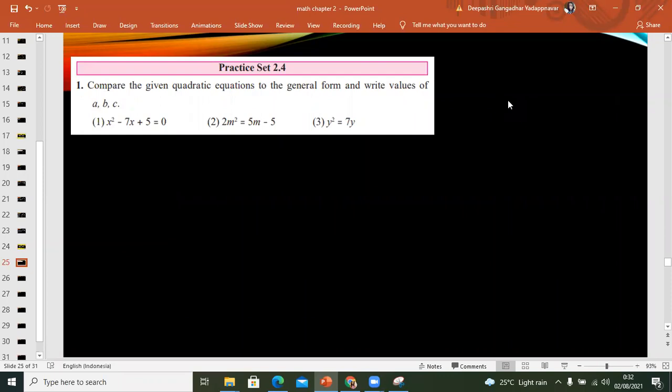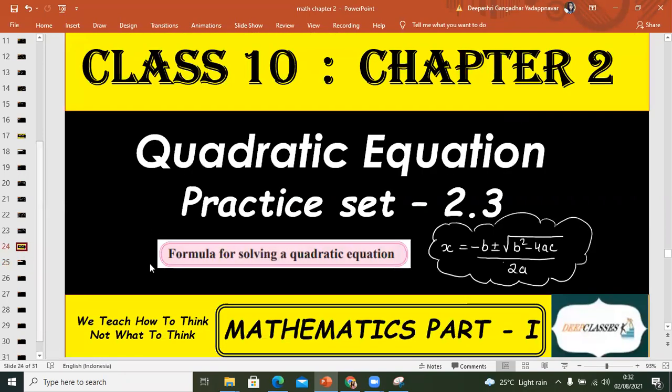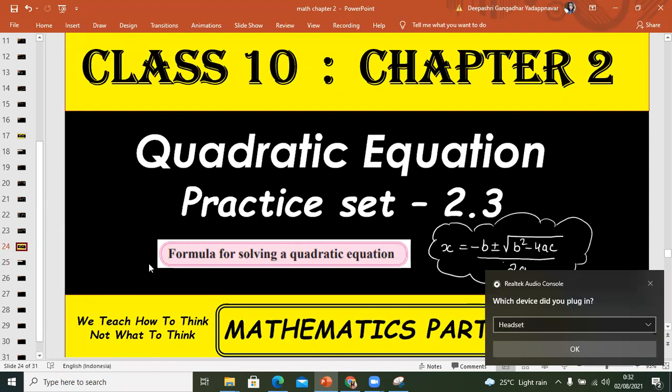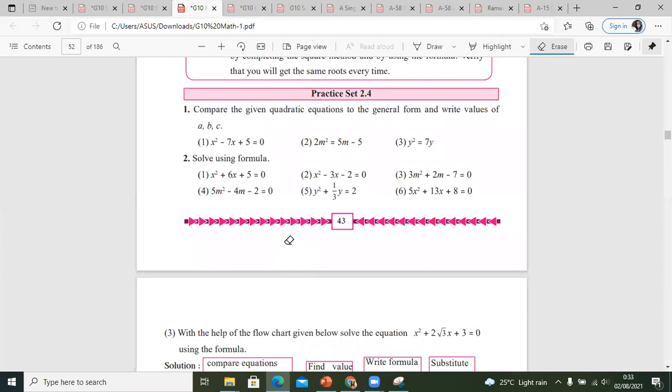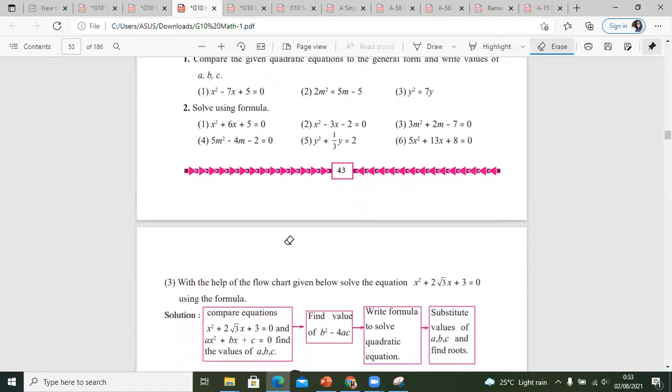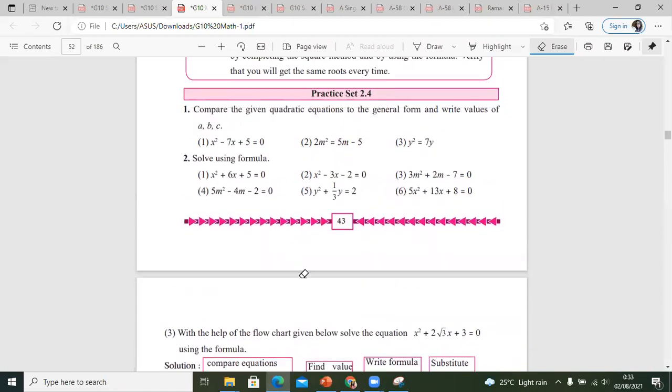In today's class, we are going to discuss practice set 2.3. This practice set is based on a method where we will be using the quadratic formula for solving a quadratic equation. Okay, so let's begin with the class. We have a total of 3 main questions in this exercise. Let's begin with the first question.